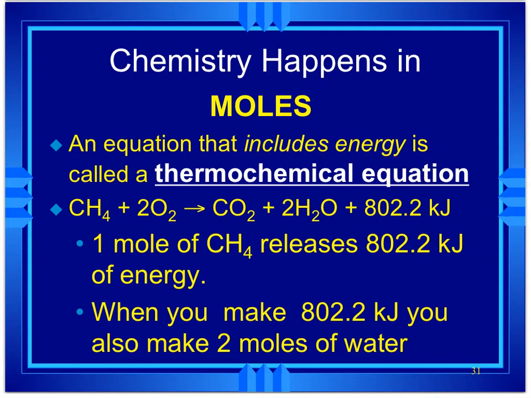What we can tell from this is that 1 mole of methane releases 802.2 kilojoules of energy. And when you make 802.2 kilojoules of energy, you're also making 2 moles of water. There are just some ways to think about this. For every 1 mole of methane you use or burn, you are producing 802.2 kilojoules of energy.